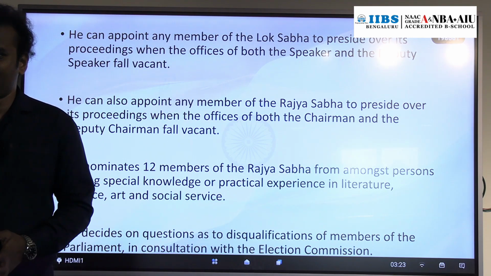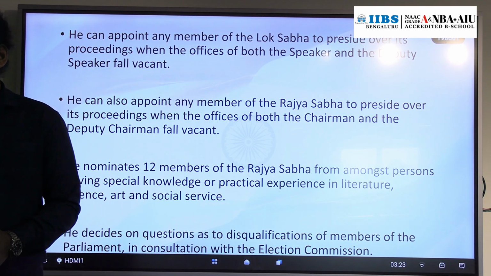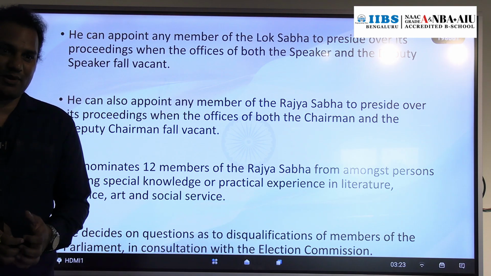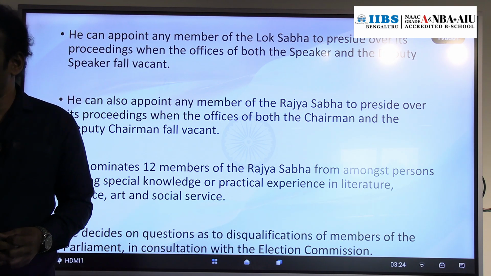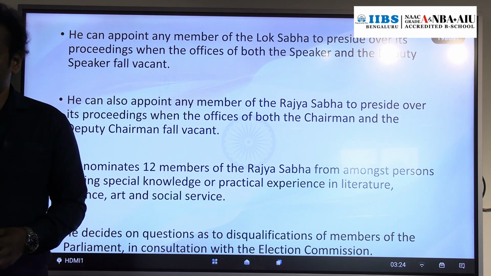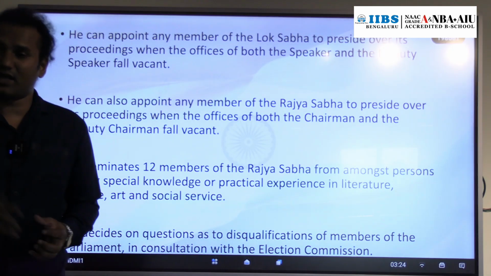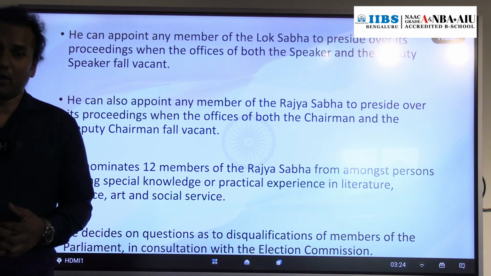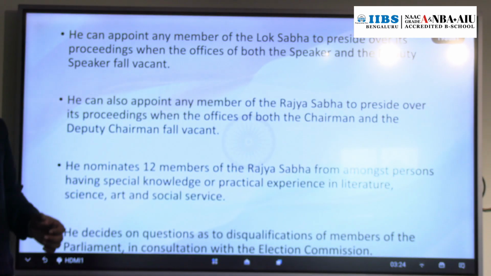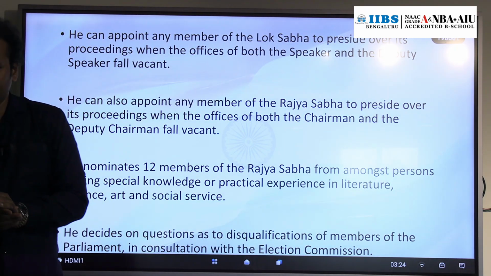We have Sachin Tendulkar, who is appointed as a member of Rajya Sabha. Sachin Tendulkar is a famous personality in cricket. Even Vijay Mallya, once upon a time, was a member of Rajya Sabha. Rekha, one of the famous actresses in Bollywood, was also appointed as a member of Rajya Sabha. Those are not elected, those are nominated. Nominated by whom? President. So, the President has the legislative power to nominate 12 members in Rajya Sabha.